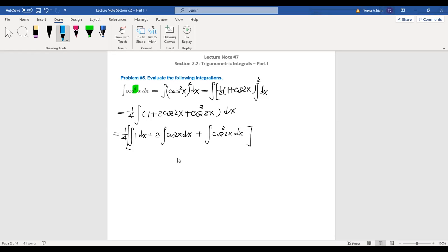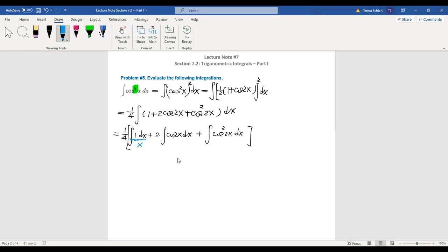So this is true, right? So this one is easy, right? So this integration is what? This one will be x. And this one is easy, right? So this integration is easy.